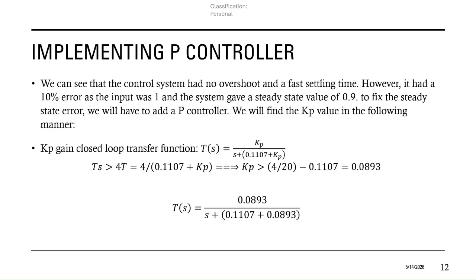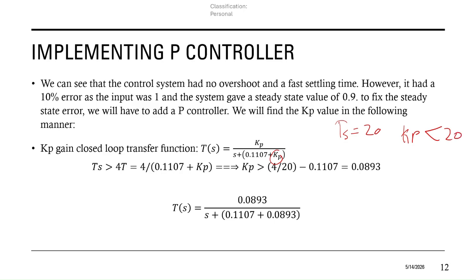So I'm going to add a P controller. To add the P controller, I'm going to get the transfer function. T of s, the closed loop transfer function, is equal to Kp, the gain of the proportional controller, divided by s plus 0.1107 plus Kp. To find Kp, I must set Ts equals 20, where I want Ts to be less than 20.